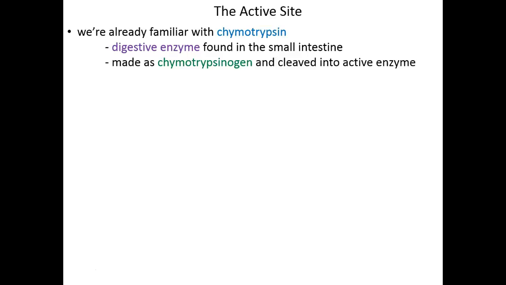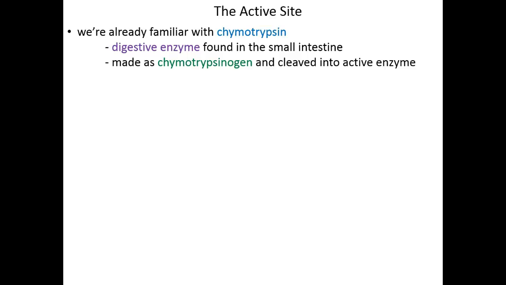We're already somewhat familiar with chymotrypsin. We discussed it in the last lecture chunk. It's a digestive enzyme. It's a protease. It's responsible for cleaving peptide bonds, and it digests proteins in the small intestine. Please remember that we make it as a zymogen. It's synthesized through the process of transcription and translation as a zymogen, and we call that inactive form chymotrypsinogen.